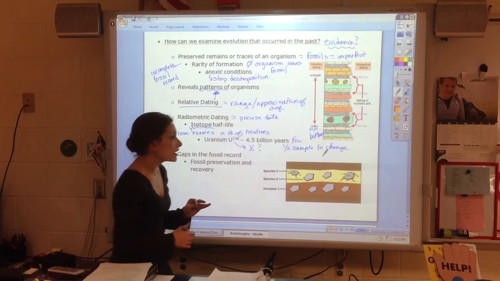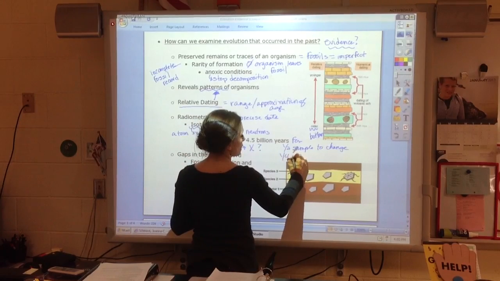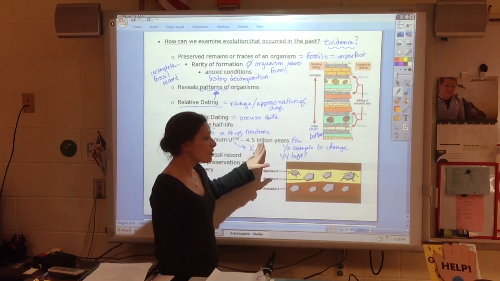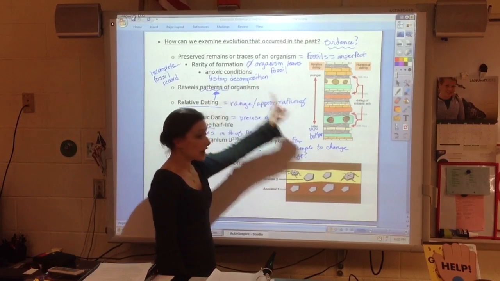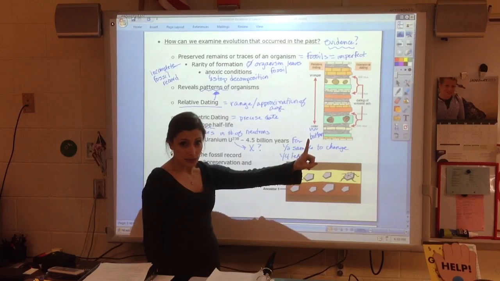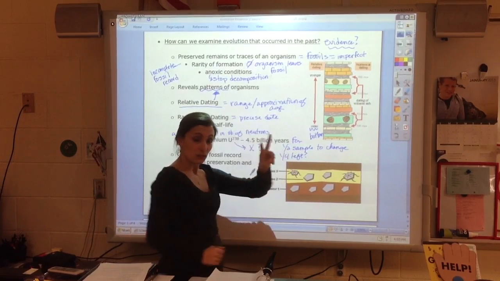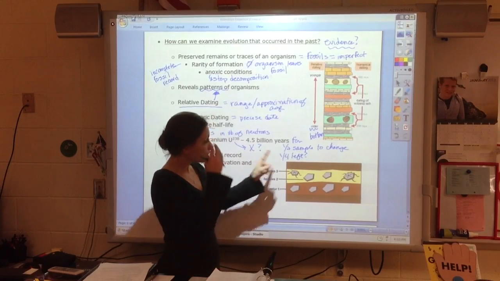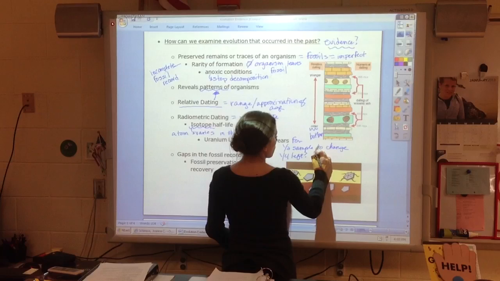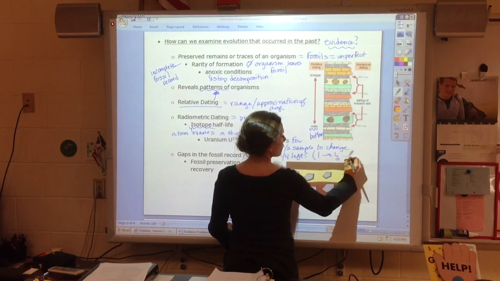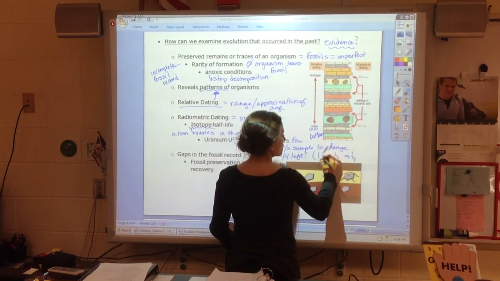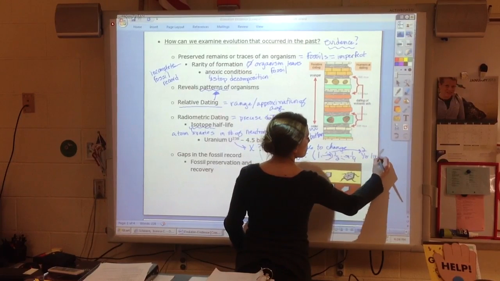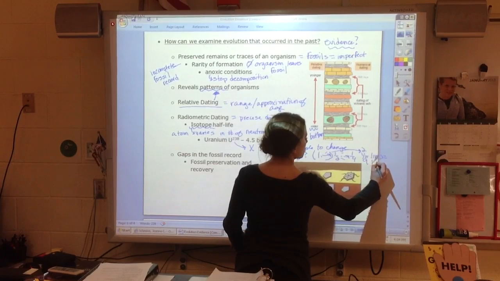Well, what if I tell you that a quarter of the sample is left and I've lost 3/4? That doesn't mean 3/4 of this time. That means that I've had one half-life, and the half that was left also got cut in half. And so really that's 2 half-lives, and that would be 9 billion years. So if I have a quarter left, that means that I went from 1 to a half to a quarter, and that is 2 half-lives, which would equal 9 billion years.